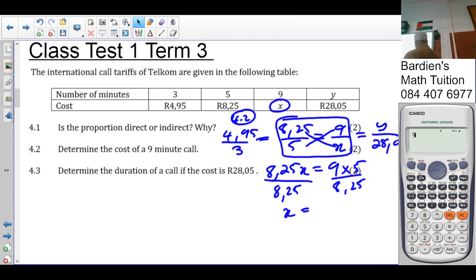So it's 9 times 5 divided by 8.25. Gives us? Is that correct? Can't be correct. There has to be more than 8 rand and 25 cents. So where is my mistake?